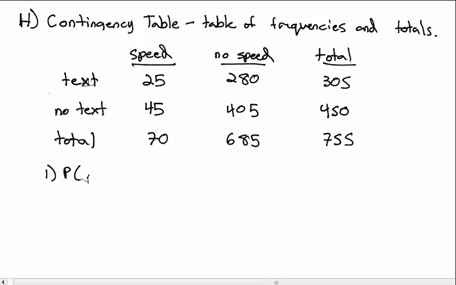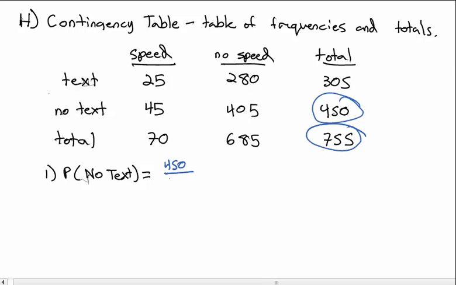What is the probability we have somebody who does no texting? So no texting. This is all of the non-texters. So we're going to grab 450 out of the total 755. So 450 out of 755, the probability a random person is not texting is 0.5960. So that's kind of basic.